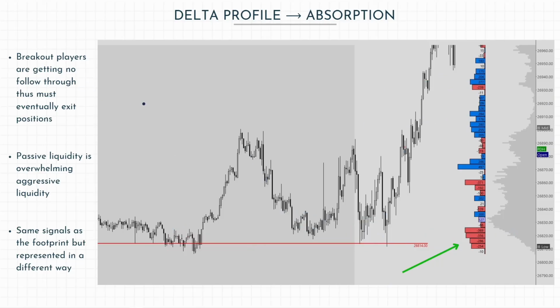So breakout players are getting no follow through. They must eventually exit their positions. Again, passive liquidity is overwhelming the aggressive liquidity, and it is showing you the exact same signals as a footprint. It's just represented in a cleaner fashion.